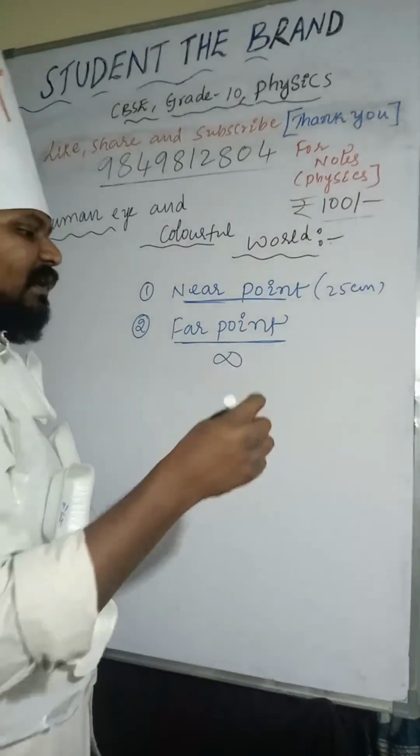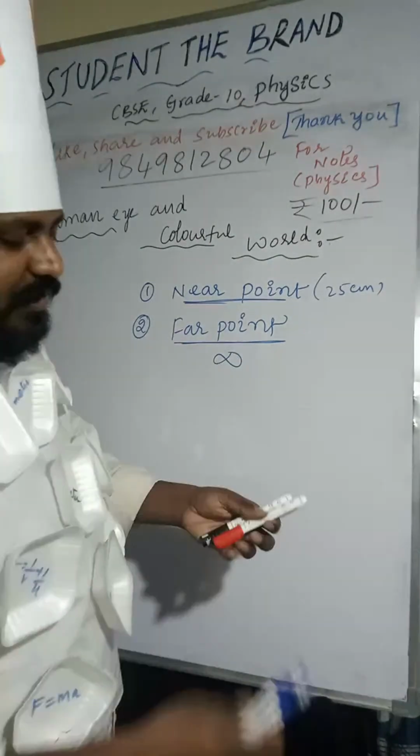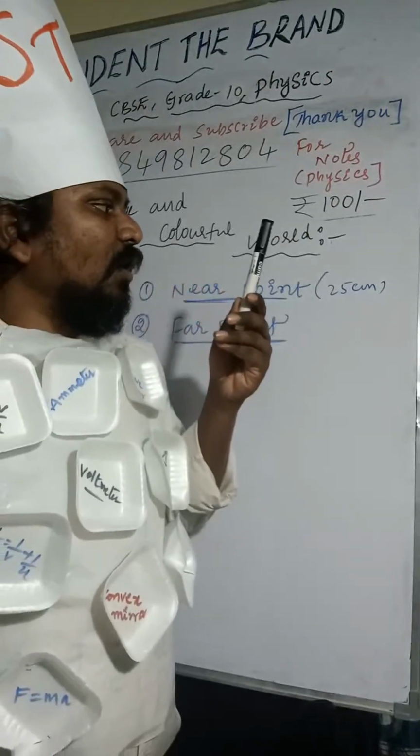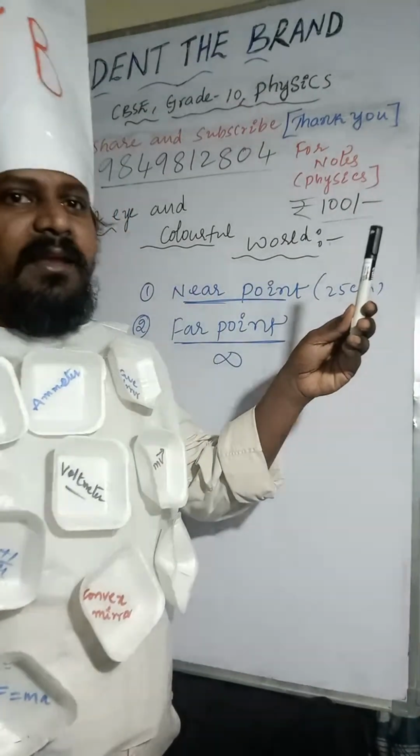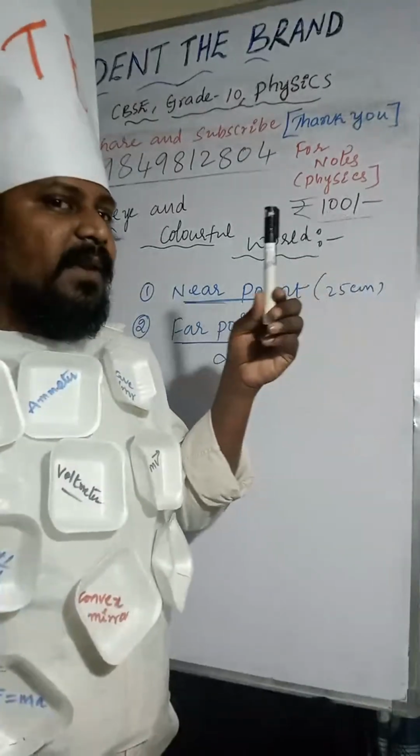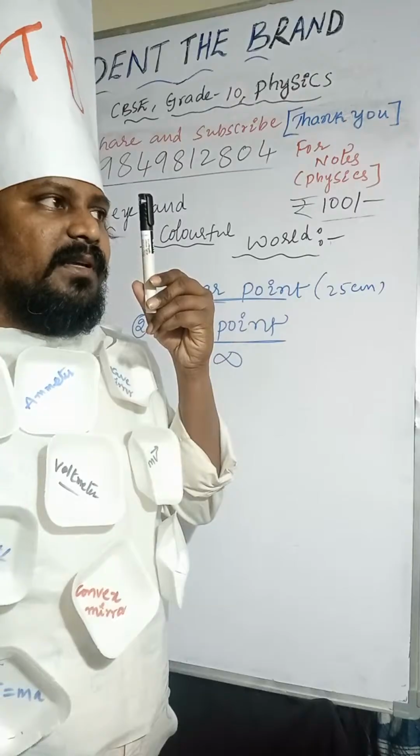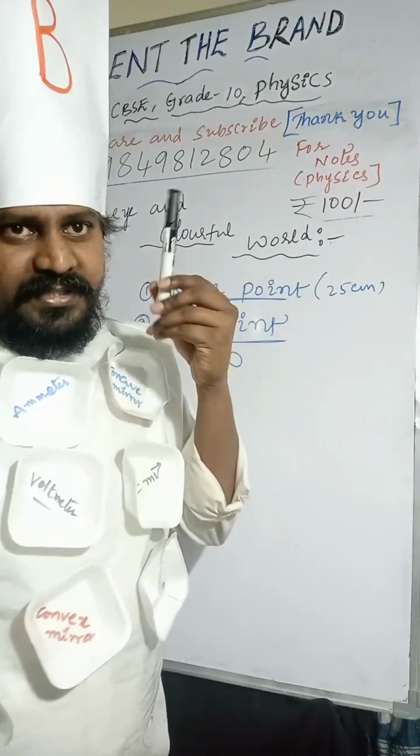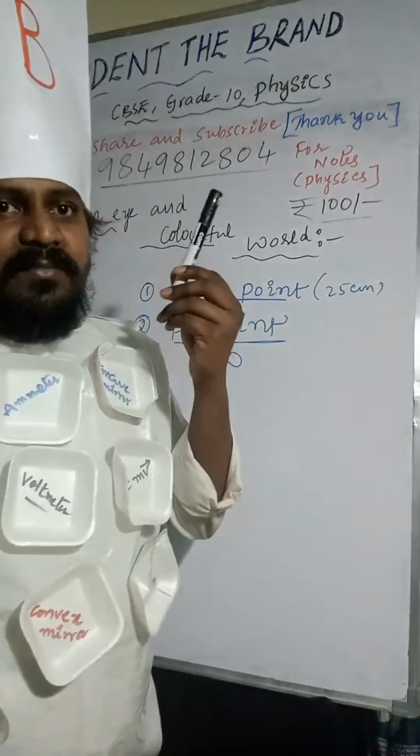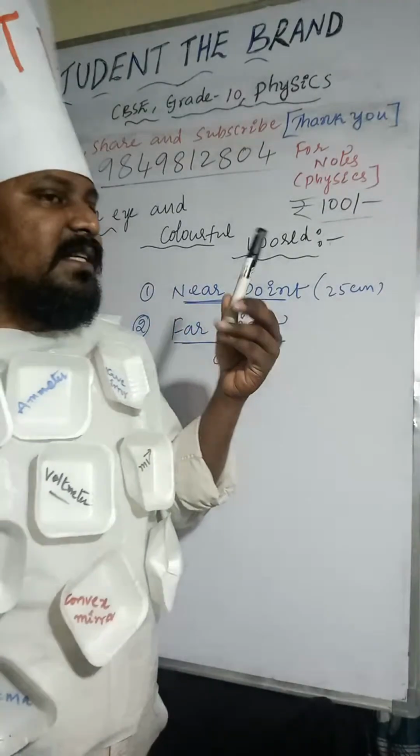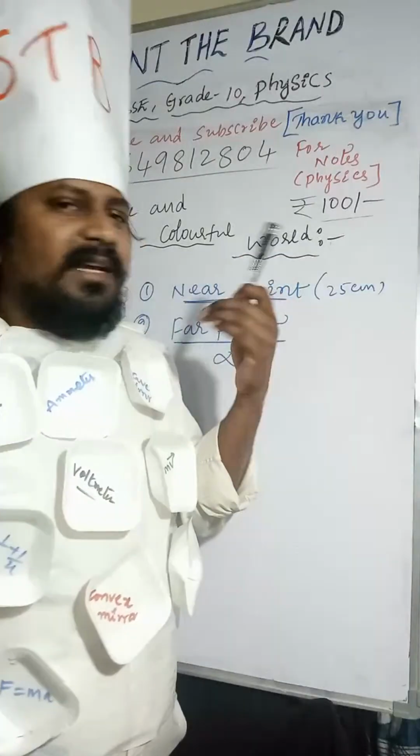Near point means, here, if I place the marker like this, I am able to see comfortably. If I place it very close to my eye, then what happens? I can't see this object clearly, because we can see only up to a certain limit.